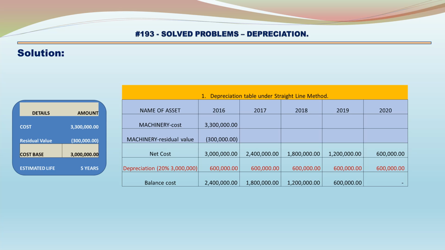Depreciation for the first year 20% of 3 million, 600,000. Balance cost 2.4 million. Next year beginning balance of the cost 2,400,000 less depreciation 600,000. Net cost 1.8 million. 2018 beginning balance 1.8 million less depreciation 600,000. Net cost at the end of the year 1.2 million. 2019 at the beginning of the year 1.2 million less 600,000. Net book value 600,000. 2020 beginning balance 600,000. Depreciation 600,000. Net cost 0.